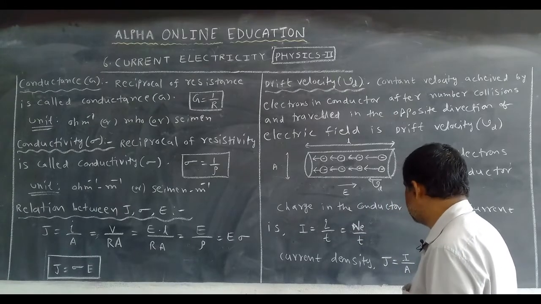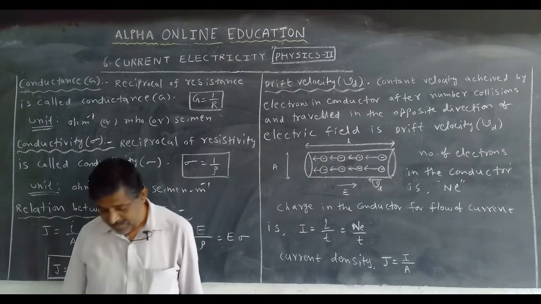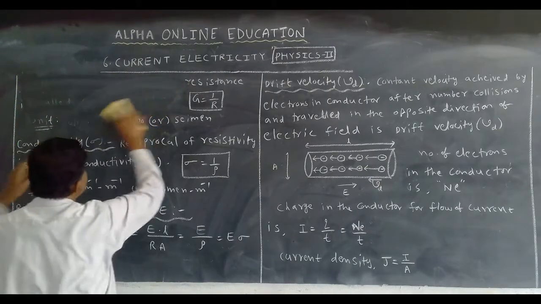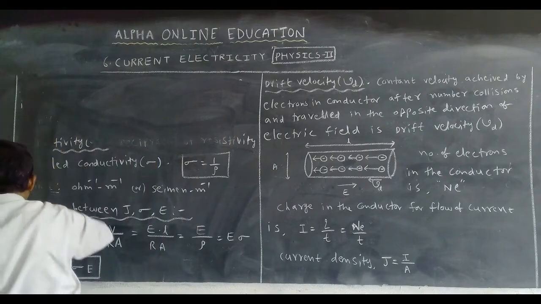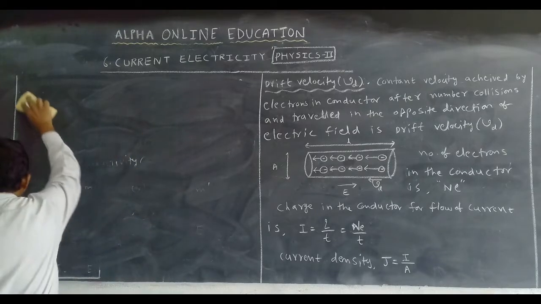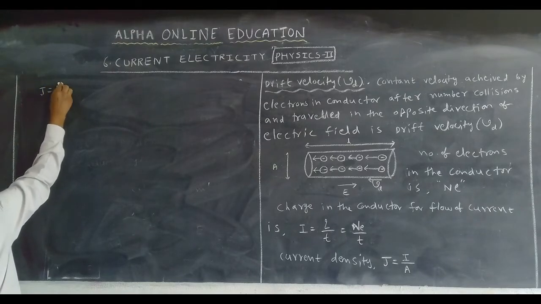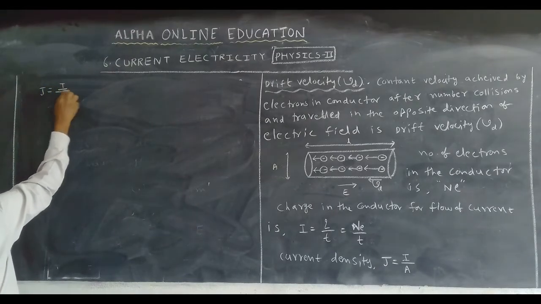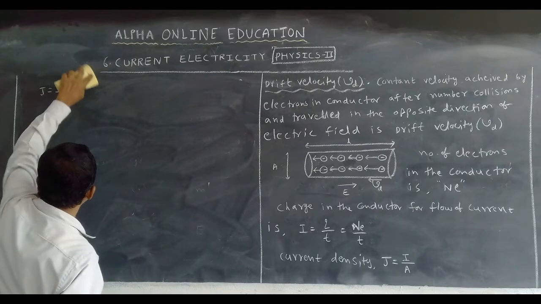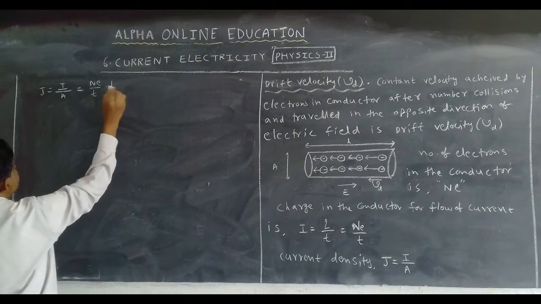Now we know current density. What is the symbol for the current density? J. J is equal to I by A. From that we want to establish the equation for the drift velocity. Now current density J is equal to I by A, and substituting I, it is Ne by t into 1 by A.